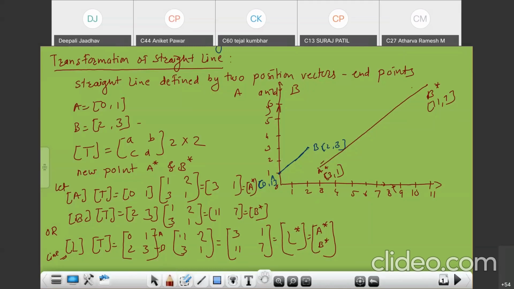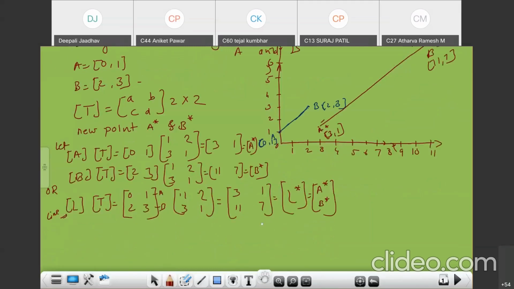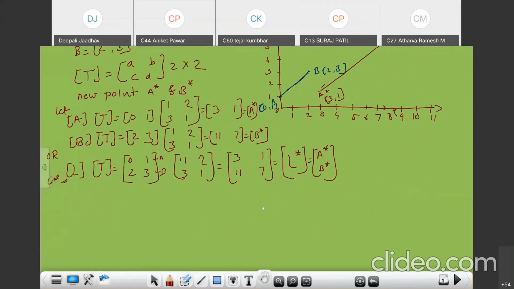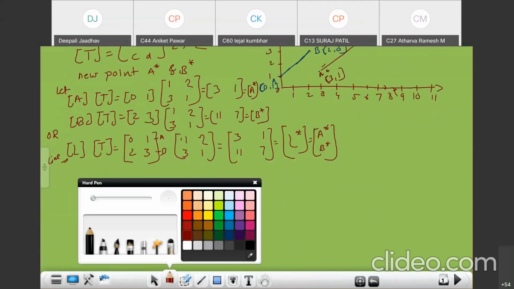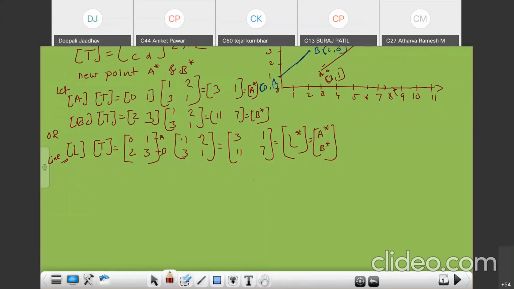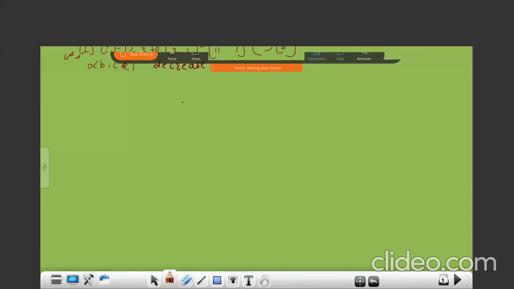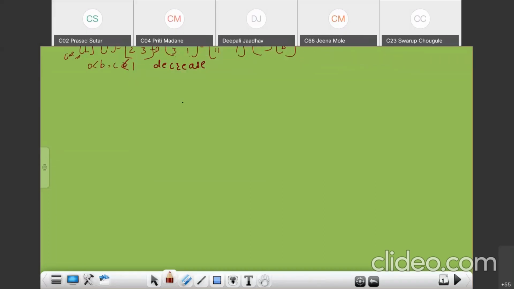Now see another example. Why is it enlargement here? Because B and C both are greater than 1, or all the values are greater than 1, and that's why it happens. If it is less than 1 and greater than 0, then in that case it decreases the size of the line. Midpoint transformation.